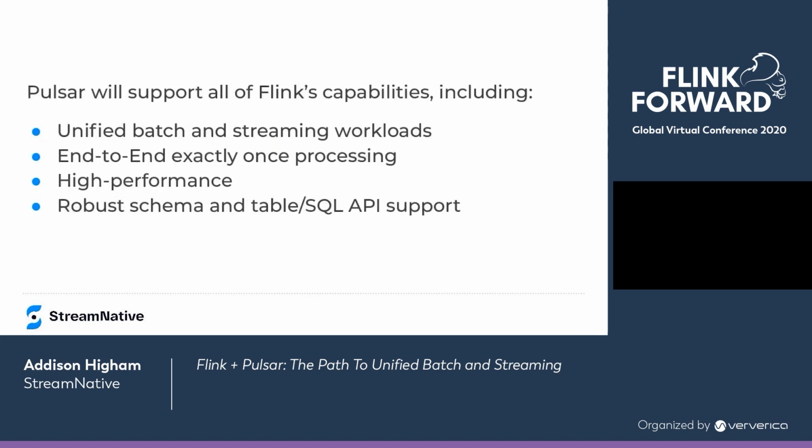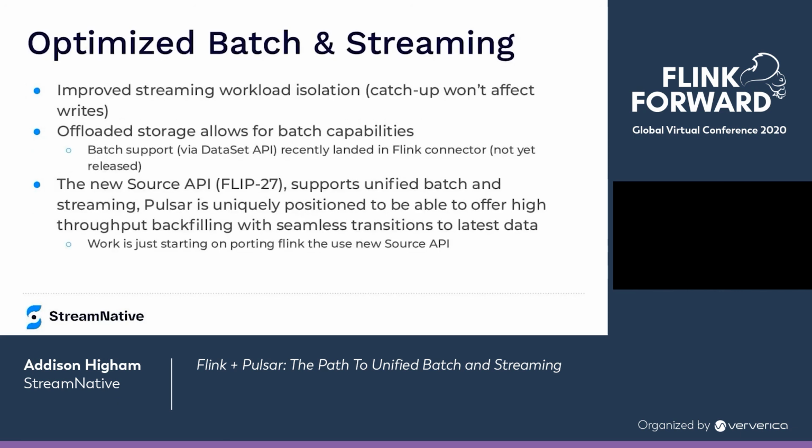So we really have a goal, which is to support all of Flink's capabilities, including unified batch and streaming with a single source, and end-to-end exactly-once processing. So you're able to have a message read from Pulsar and then published to another job with guarantees around only having exactly one copy of it. Obviously, really high performance, particularly in those batch workloads, and robust support for the schema and table SQL API. And once again, due to Pulsar's ability to support batch workloads by reading off tiered storage, that's one of the things we're really focusing on, being very optimized for that use case of batch and streaming together.